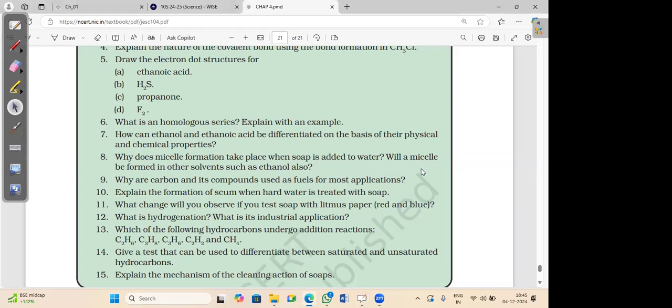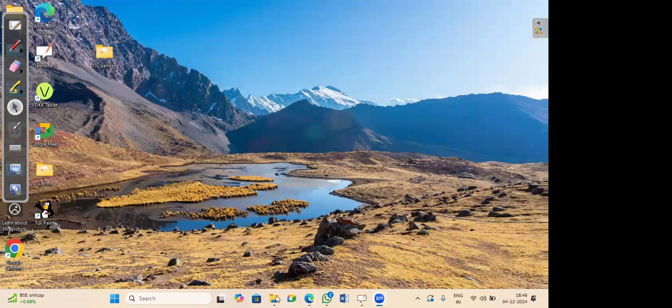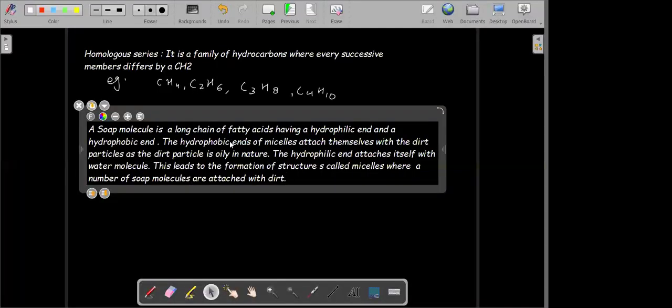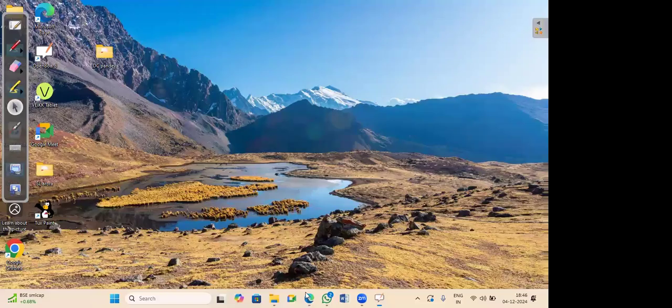Explain the formation of scum when hard water is treated with soap. So when hard water is treated with soap, how is the scum formed? No ideas. What is a scum? It's the reaction of hard water with soap. So when hard water reacts with soap, what is the scum? It is a solid precipitate which is formed. A solid precipitate is formed when hard water reacts with soap. That we call a scum. Got it? Then next question.